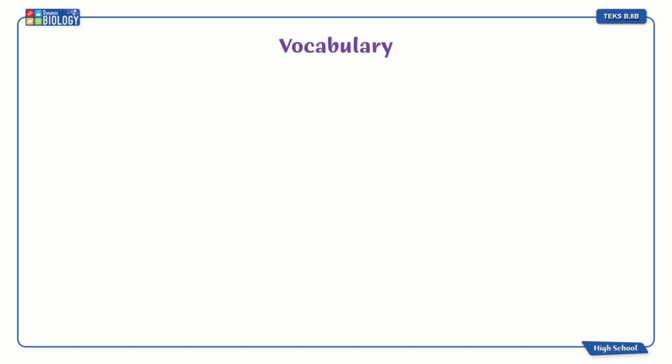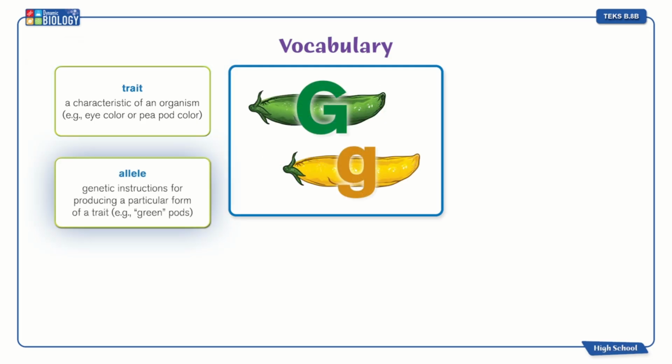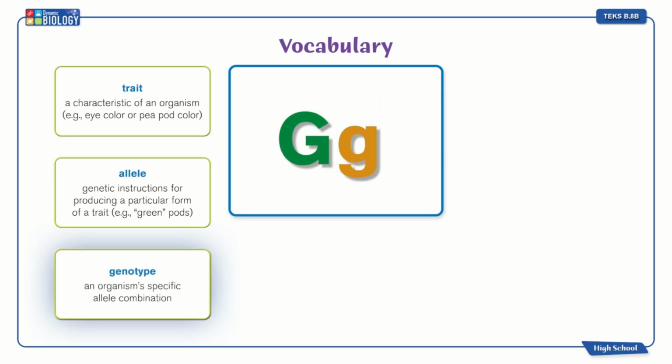Let's review the vocabulary of this lesson. A trait is a characteristic of an organism. For example, eye color or pea pod color. An allele is an inherited set of genetic instructions for producing a particular form of a trait, such as green pods. A genotype is an organism's specific allele combination.